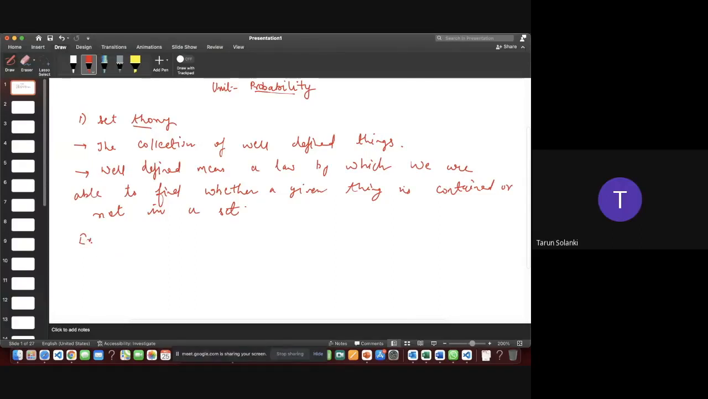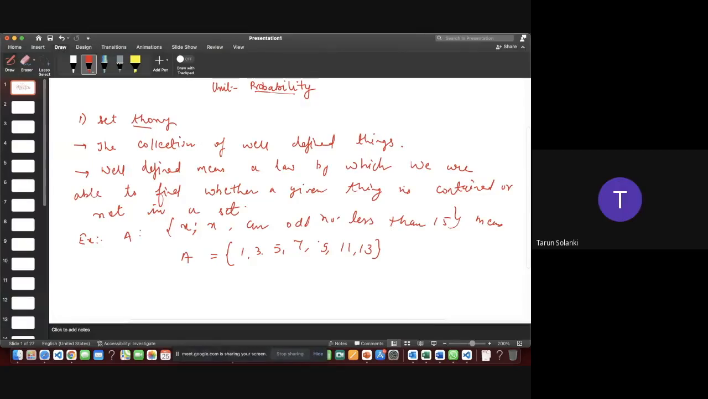So here, if we go for example, let A be a set {x : x is an odd number less than 15}. That means set A contains 1, 3, 5, 7, 9, 11, 13. Right? So this is the set.